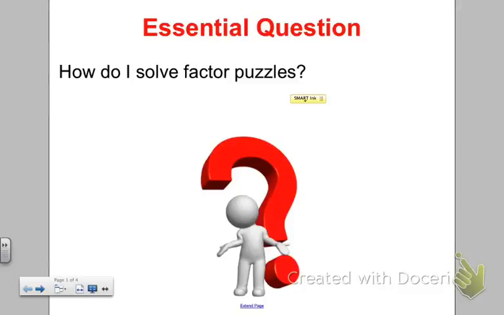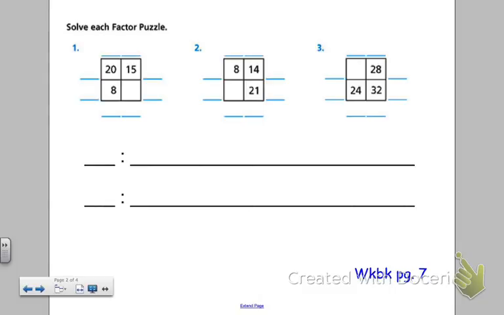In this lesson, we're going to continue to work on solving factor puzzles. If you look at workbook page 7, you will see a variety of factor puzzles, but we're going to just focus on solving the first 3 together, and then you can do the rest on your own.